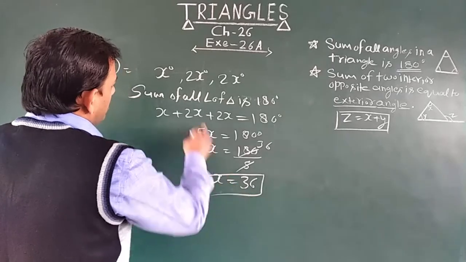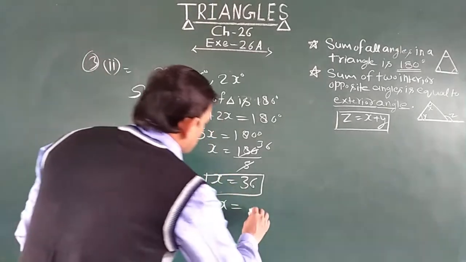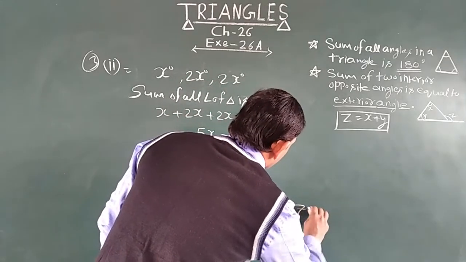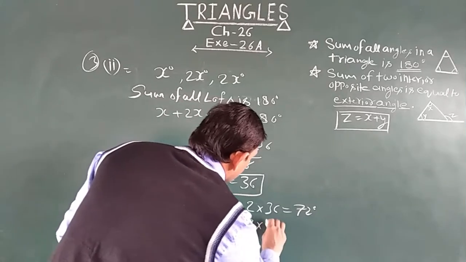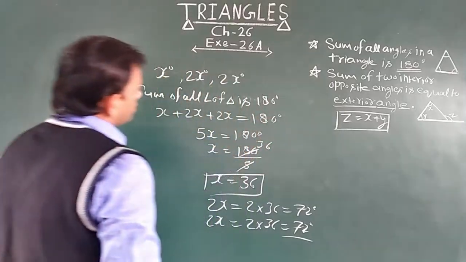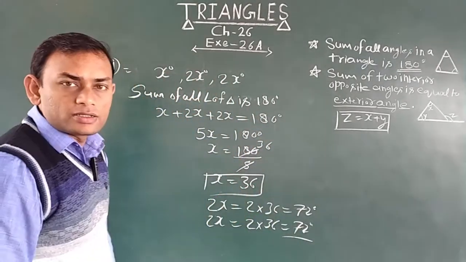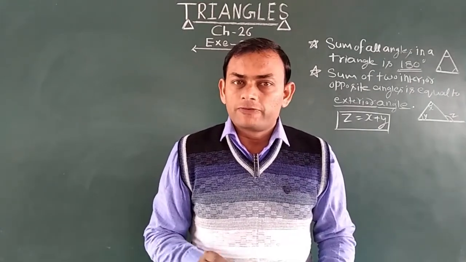This is the first angle, and what is the second angle? 2 into 36, so it will be 72 degrees, and 2x is equal to 2 into 36, so it will again be 72 degrees. Okay, so these are the three angles of the triangle. Got it? Now I am just going to tell you question number 4.